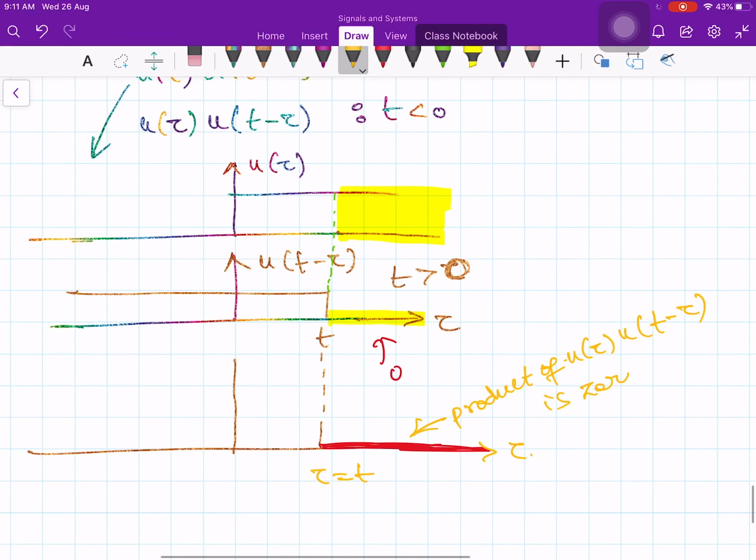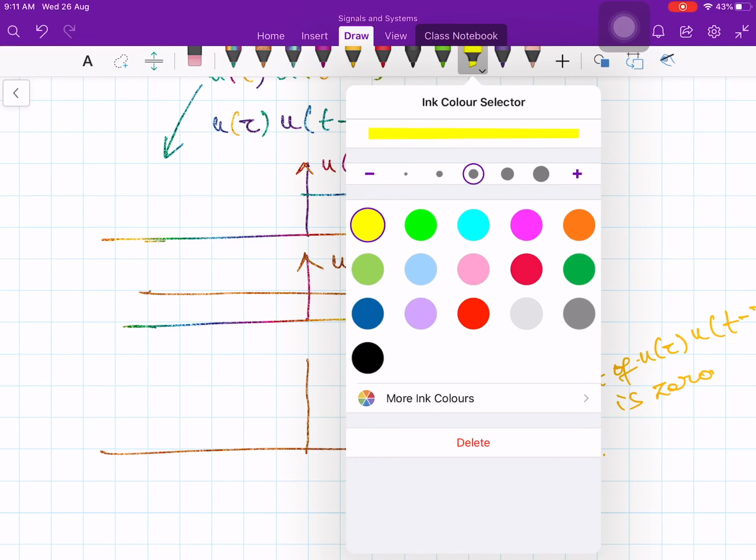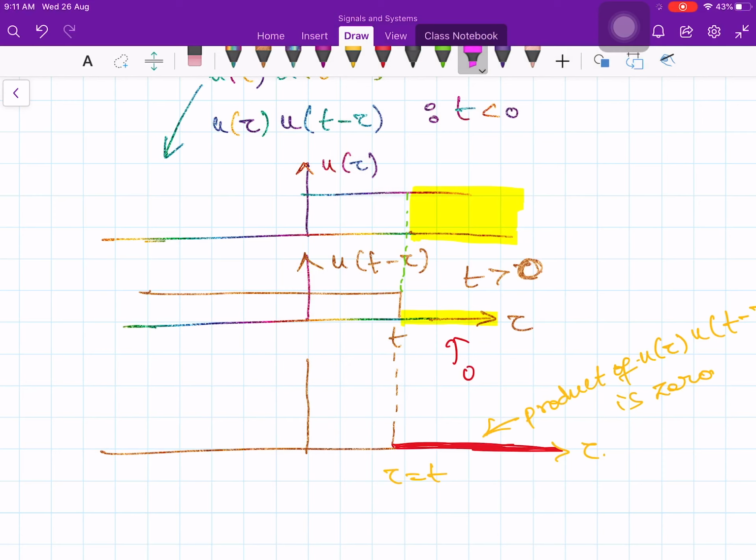Now what about this area? Let me choose some other color. Now multiply the function, it is not area. This is 1, magnitude is 1 and this also 1. So 1 times 1, again 1 squared, right. Therefore, you will get a 1 only. So this is the one you get after the multiplication. Okay, maybe I will write it down very clearly. This is u of tau, u of t minus tau, where t is greater than 0.